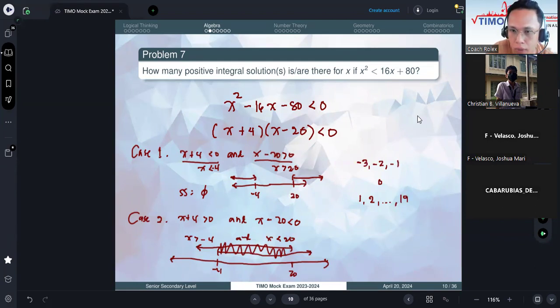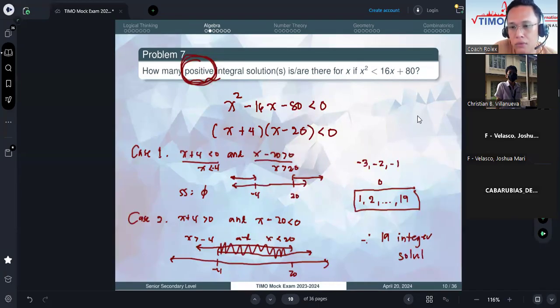So we will count this one. Okay, positive integral solutions, so we will only count the positive ones. So the answer should be 19 integer solutions. Okay, 19, yeah, 19 integer solutions. There are many mistakes in the solution that was given.